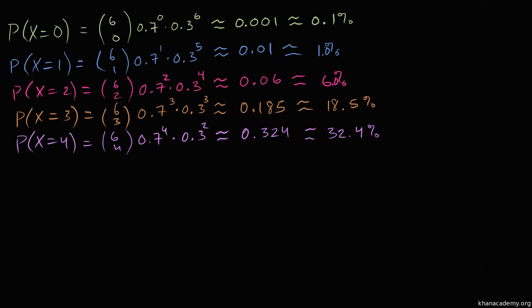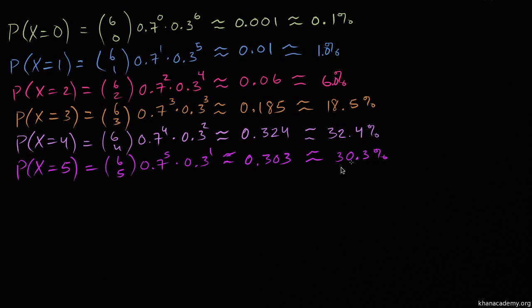Let's see, I have not used purple as yet. So the probability that our random variable is equal to 5, it's going to be 6 choose 5 times 0.7 to the 5th power times 0.3 to the 1st power, and that is going to be roughly 0.303, which is 30.3%. That's interesting. One more left.